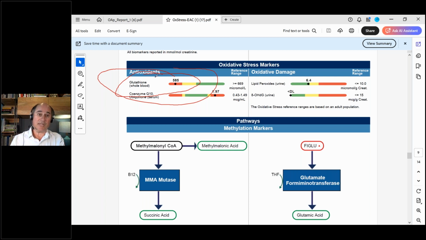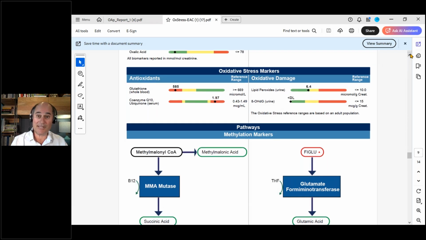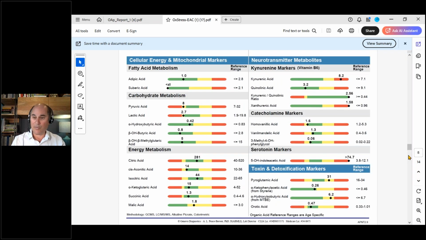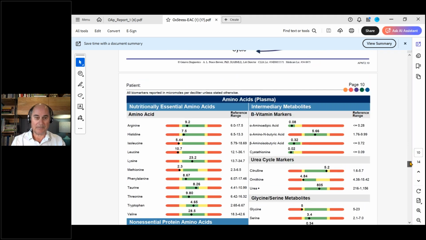Okay, so this could be the origin of the whole problem, the low glutathione. Causing what? Neuroinflammation, because now all these neurotoxins are in the system, et cetera, et cetera. So let's look at one or two more things, and then we're going to design a program here.